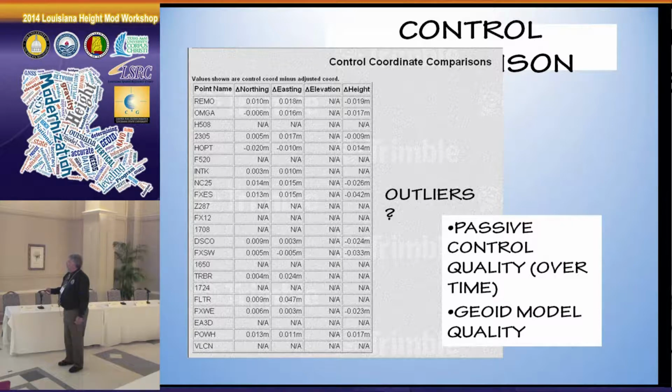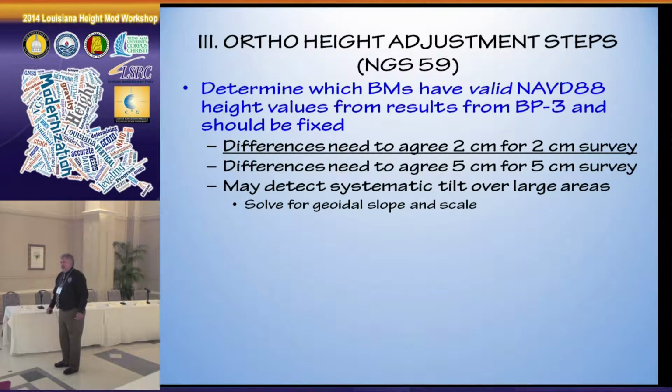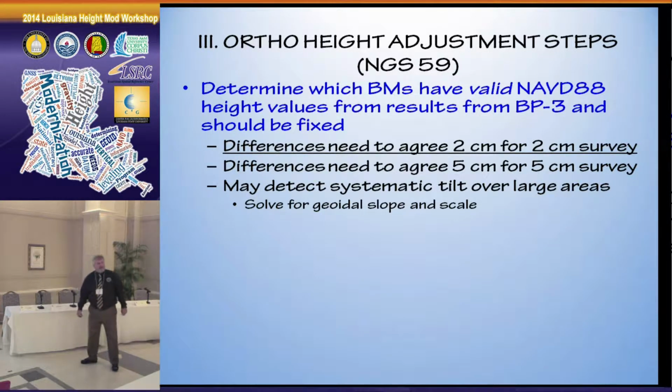This is that same Fairfax project. It wasn't the best in the world, but we did pretty well. There's a couple outliers here. Here's one that's 4 centimeters. That's actually a horn. So then you say, well, which ones are valid? Well, they should all be valid, but more or less what NGS is saying is get rid of the ones that don't agree. And you're not going to do this work for 5 centimeters, believe me. You're going to do this for 2 centimeters. And there may be some systematic errors or tilt involved.